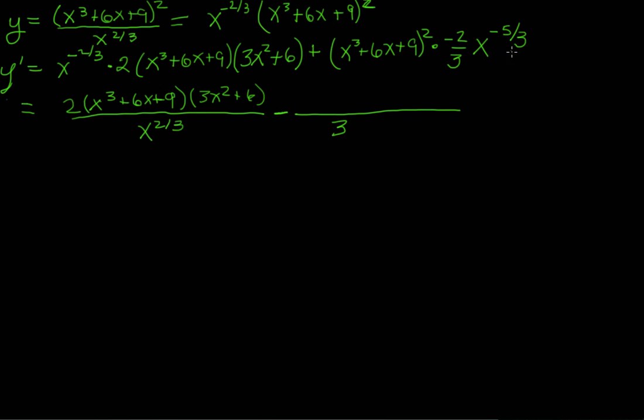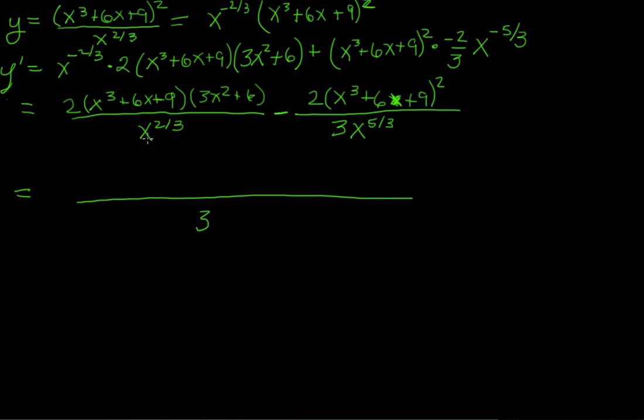I'm going to have a 3. X to the negative 5/3 moves to the bottom and becomes x to the 5/3. And so that's going to leave me with a 2 times x cubed plus 6x plus 9 squared. Okay? And so now, to simplify it further, we need to find a common denominator. And so I would need a 3. And then when I look at x to the 2/3 and x to the 5/3, the higher one is x to the 5/3. And so that's going to be my common denominator.